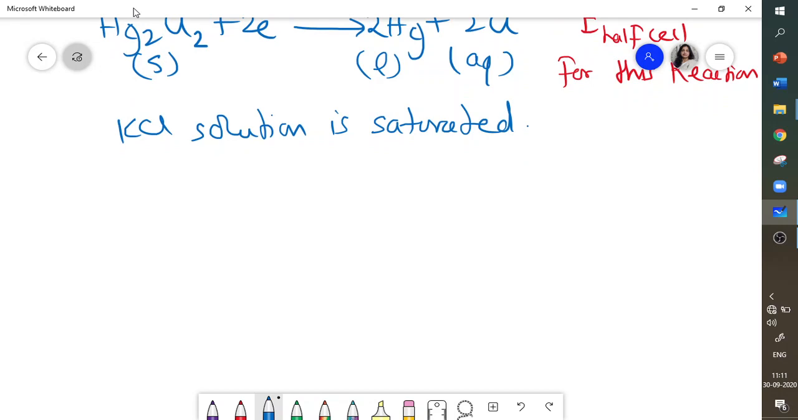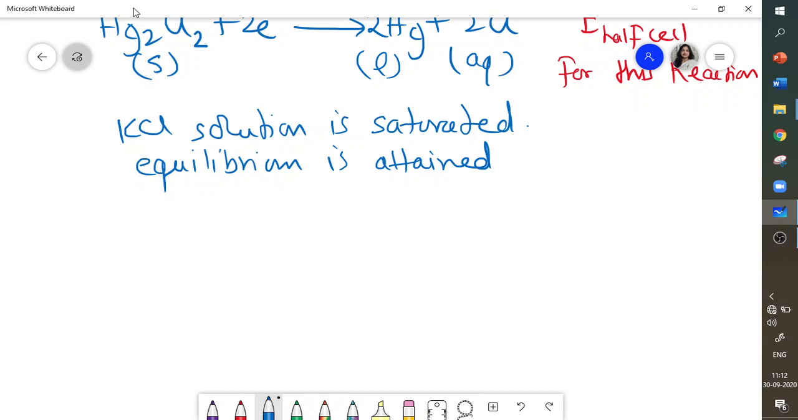Equilibrium is attained. That is the first point. You have to see equilibrium is attained. Now let's find out the E naught of the half cell. So we are going according to the process.